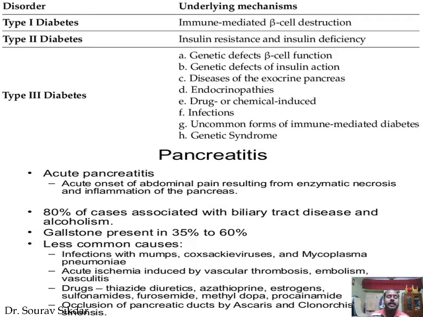But if there is any abnormality or dysregulation of insulin and glucagon, some diseases will occur, called type 1 diabetes, type 2 diabetes, and type 3 diabetes also. Basically type 1 and type 2 diabetes are there throughout the world, and among these two, type 2 diabetes is very dreaded, nearly 85 to 88% globally. Normally type 1 diabetes occurs basically by immune mediated beta cell destruction.